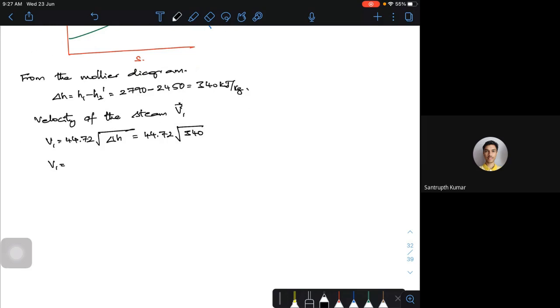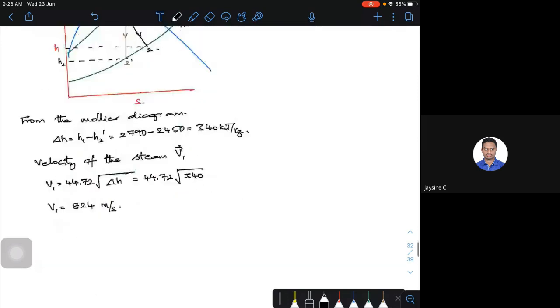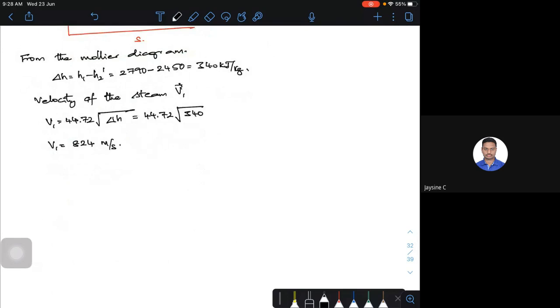How much is the number? 824 meters per second. So this is the condition we have. As I told, it is completely isentropic, so I can comment that there is no friction. This is a purely ideal problem. No friction, that is Cb is equal to 1, which means my VR2 is equal to VR1. That's an assumption.